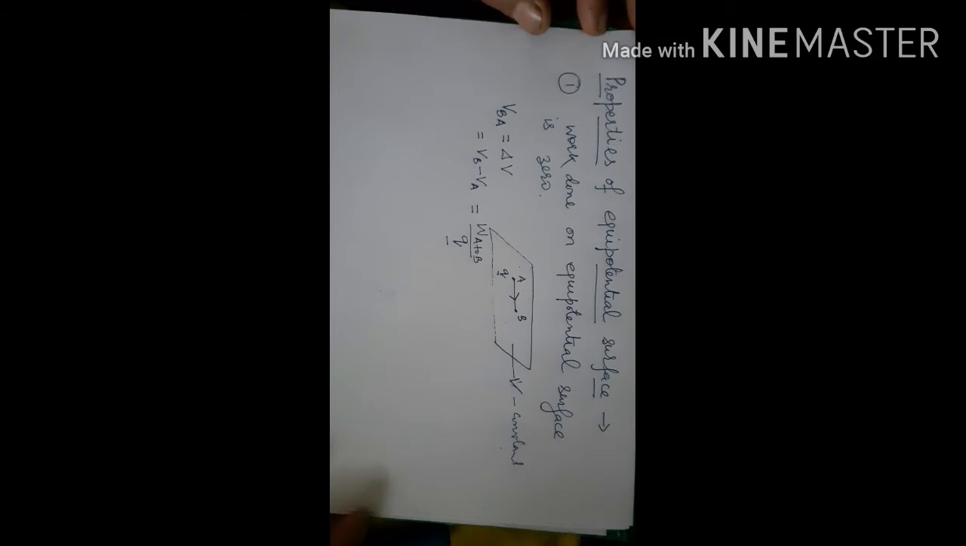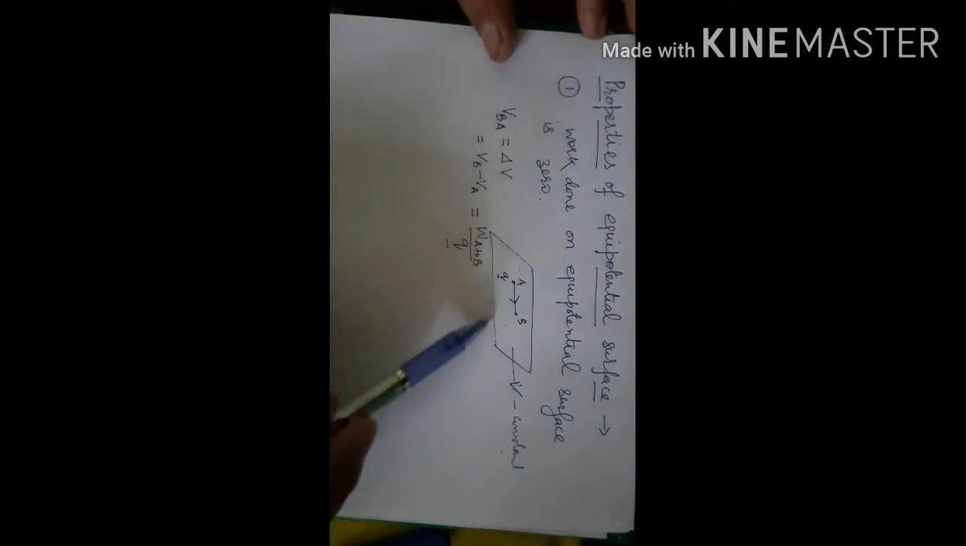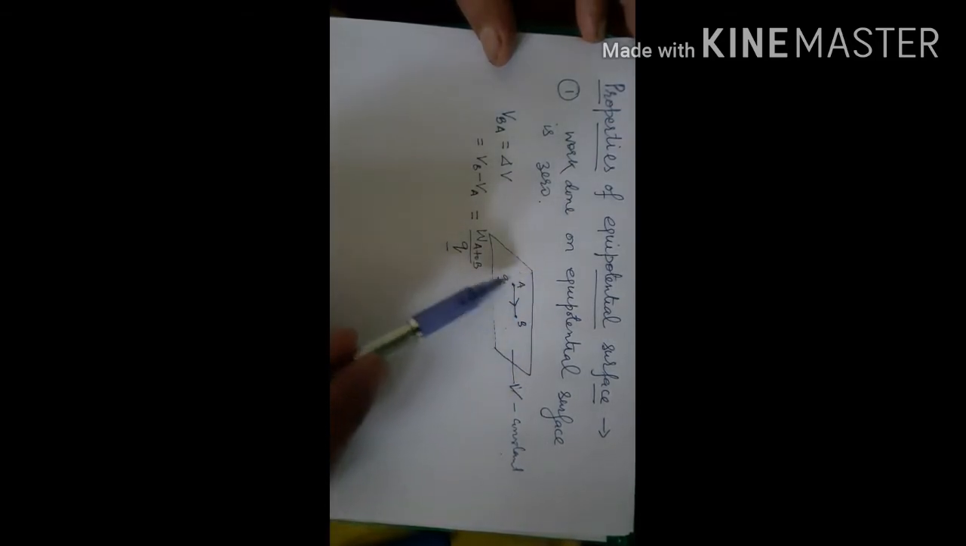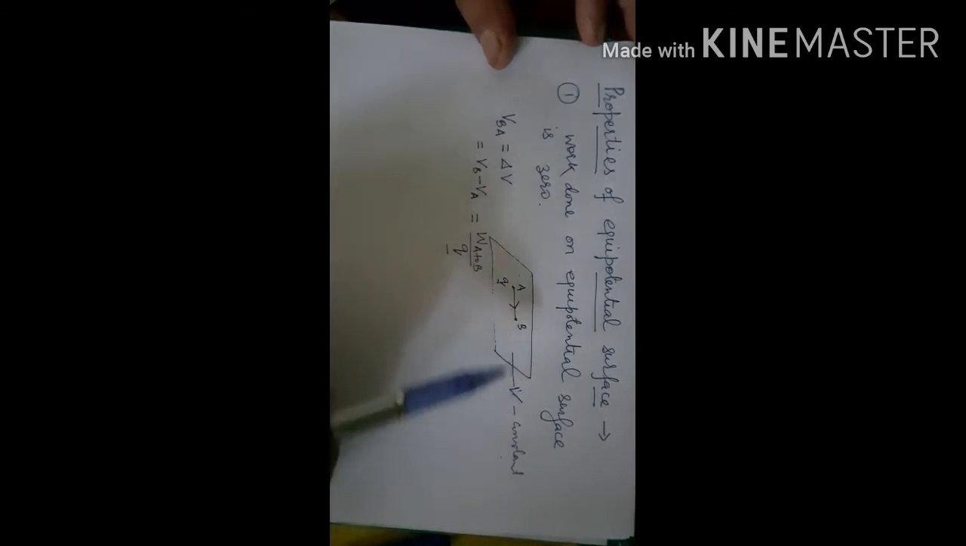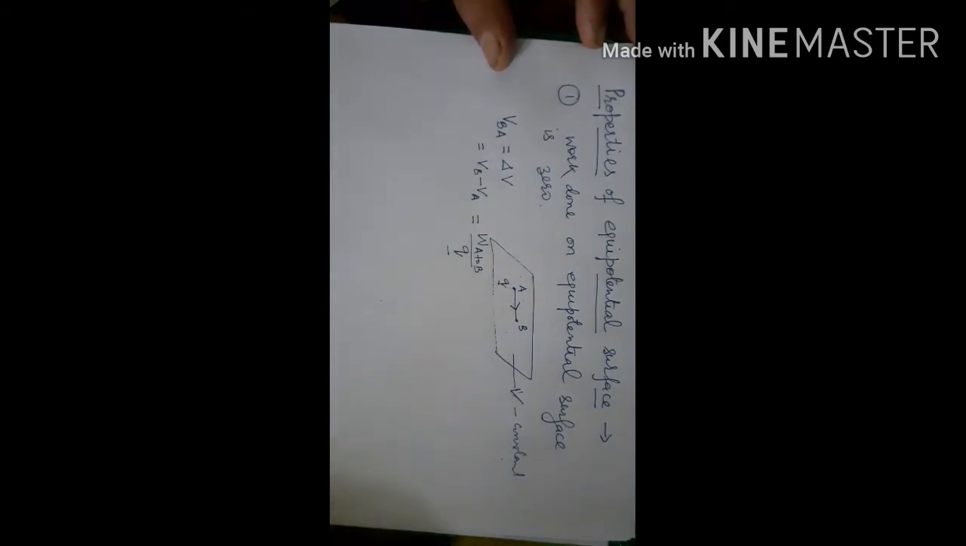Let us discuss the properties of equipotential surfaces. The first property is that the work done on the equipotential surface is 0. It means that if this is an equipotential surface, that is, the potential is constant on this surface, at each and every point the potential is the same. If a charge Q is moved from A to B, then the work done against the electrostatic force is equal to 0.